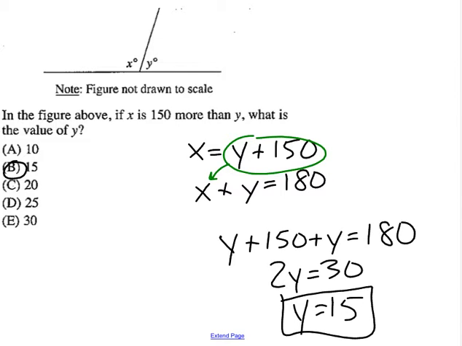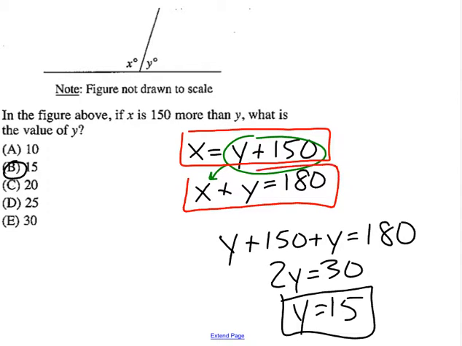All right, let's go through these answers. So, number one, in the figure above, x is 150 more than y. So that would be this equation here. X equals 150 more than y, which is plus. And then we also know that straight lines are 180 degrees. So I have two equations, two unknowns.